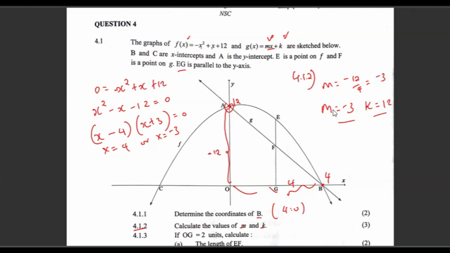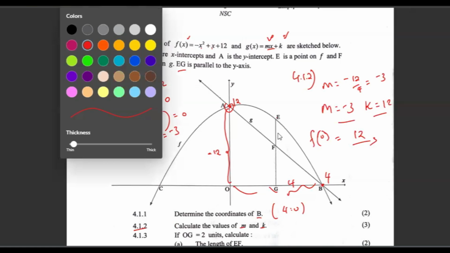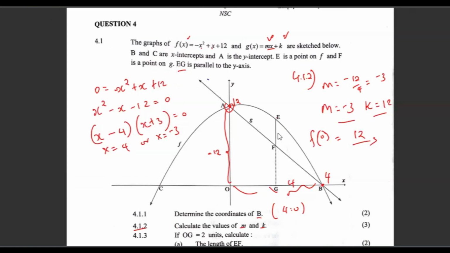For you to get the 12, remember, we substituted here with 0. So F of 0 gave us the 12. All right. Then they go on to tell us that if OG is 2 units, let me just change the color a bit. So from here up to here, those are 2 units.